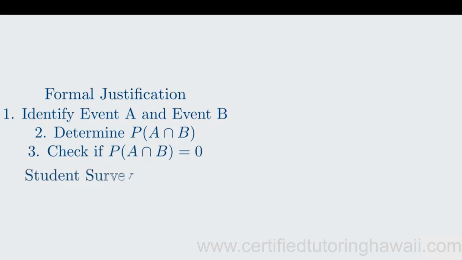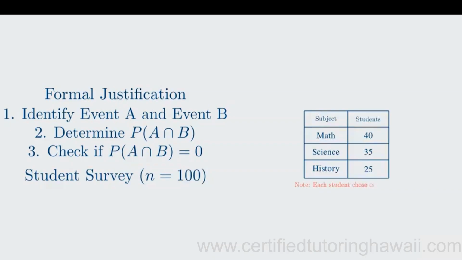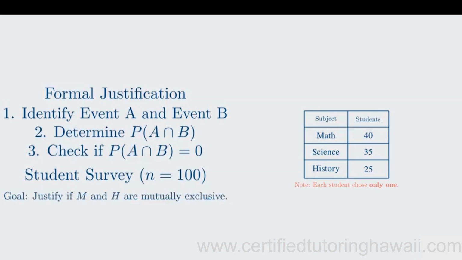Let's look at a data-based example. Imagine a survey of 100 students regarding their favorite subjects. Math has 40 students, science has 35, and history has 25. Importantly, each student chose only one subject. Our goal is to justify if choosing a student who likes math, let's call that M, and a student who likes history, H, are mutually exclusive.